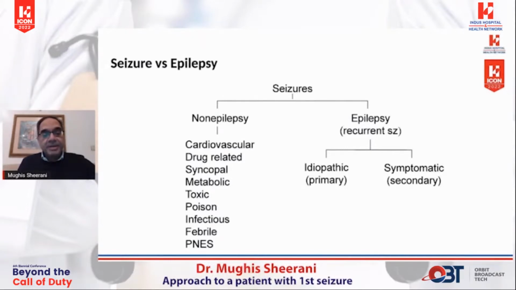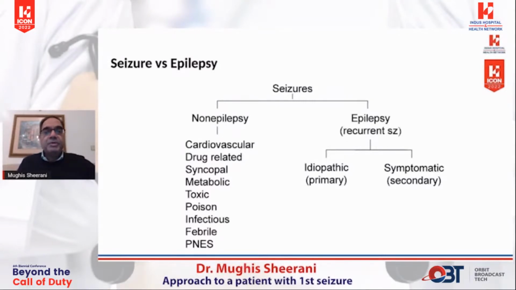Syncopal events, pre-syncope, syncope, both neurocardiogenic or cardiogenic syncope can look like seizures. Toxic, poisons, infections, and pseudo seizures, pseudo non-epileptic spells can be part of seizures too. So that needs to be decided: whether these events were actually seizures or whether these were other events which were not being documented. Once you have decided that these were seizures and these were multiple, then you call it epilepsy.